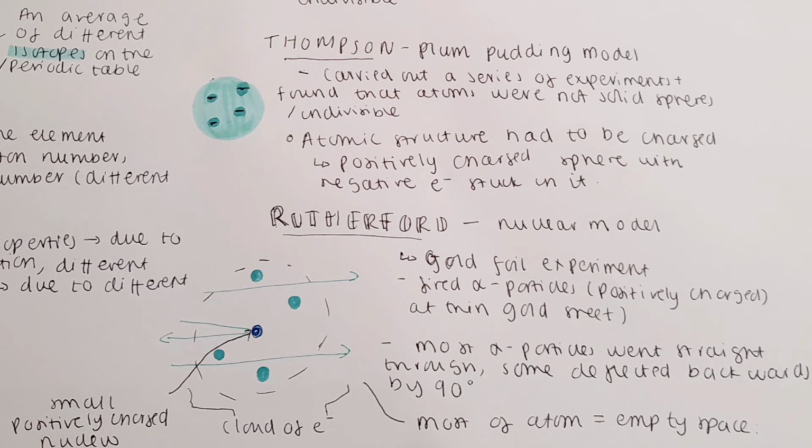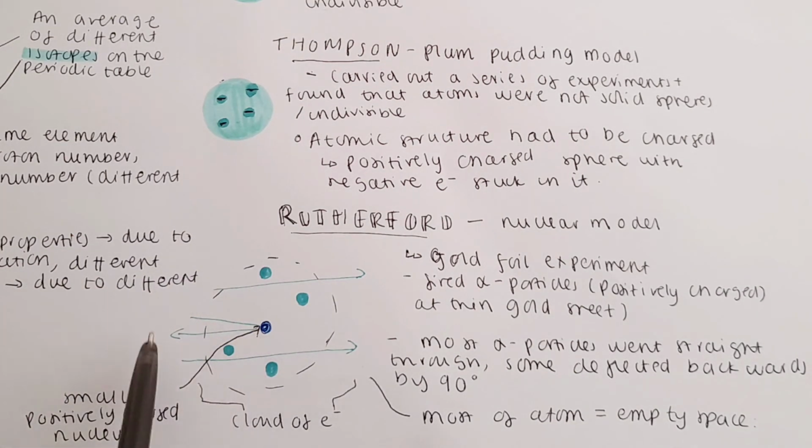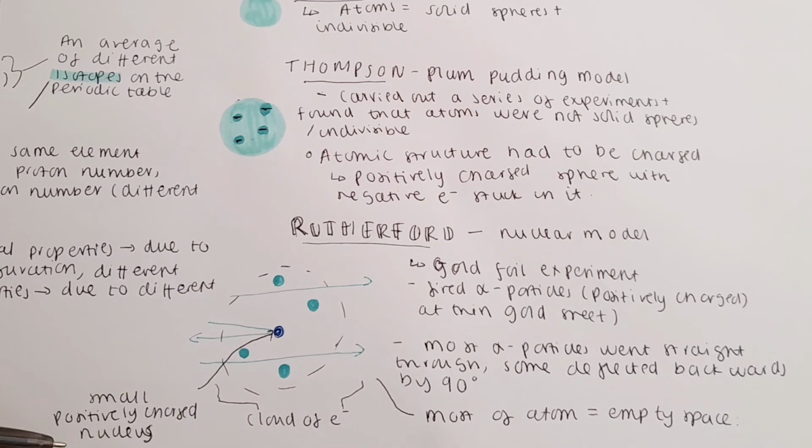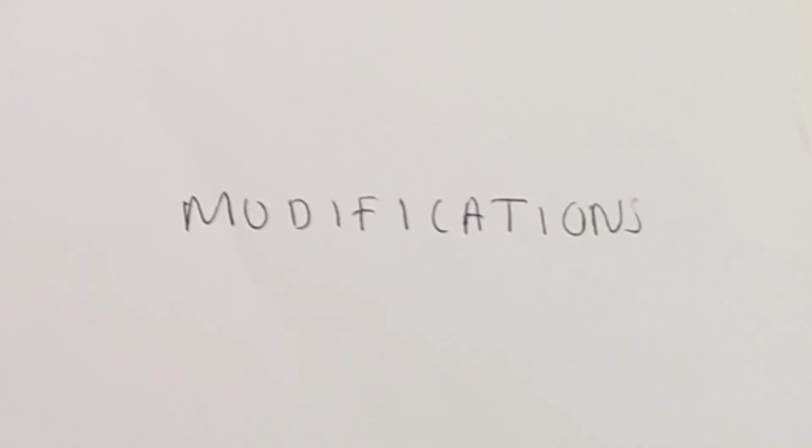This led to the development of the nuclear model, where we have a cloud of electrons. This represents the large deflection and the atoms going straight through. And there was a small positively charged nucleus, but most of the atom was empty space. But this model was not perfect and some modifications needed to be made.